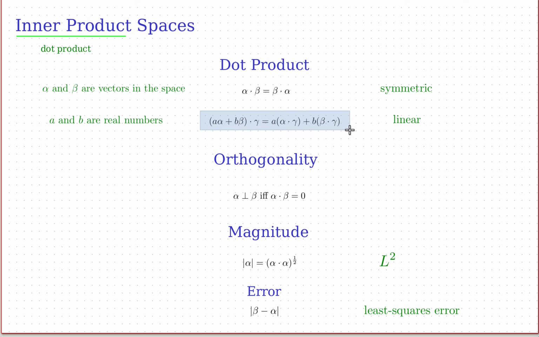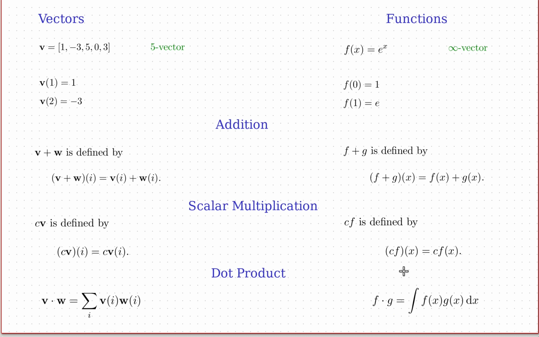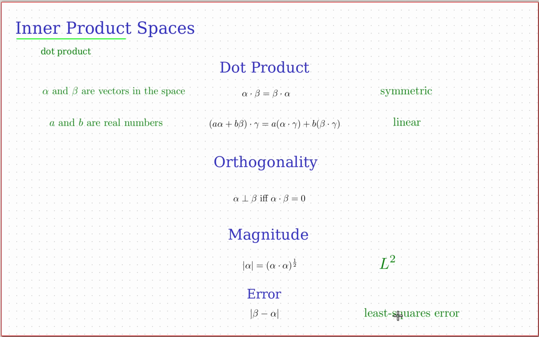And this is satisfied for both vector spaces and for function spaces, because if you look at the integral, the dot product for functions is defined in terms of the integral, and integrals are linear. They have the property of linearity. So the dot product as defined here will inherit this linearity property from the linearity of integrals, right? Because integrals basically have this property.